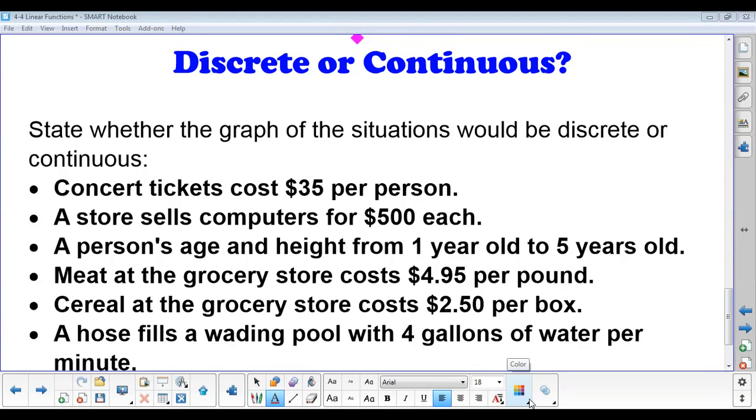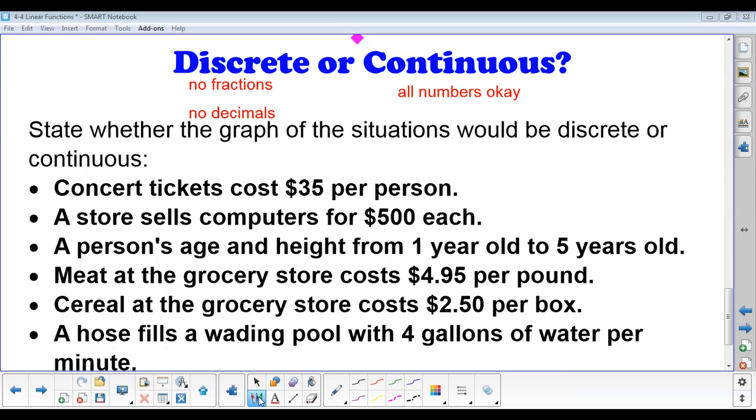Okay, so we're going to go through these and see which ones are discrete and which ones are continuous. So remember, the key factor with discrete is that there are no fractions and no decimals allowed. Whereas with continuous, all numbers are okay. And keep in mind that it's based on our independent variable. So for each of these situations, we need to know what our independent variable is.